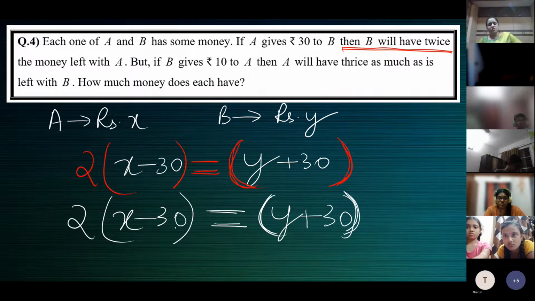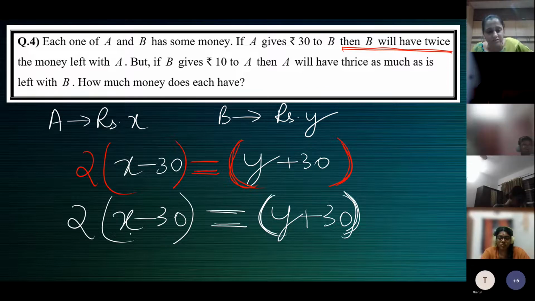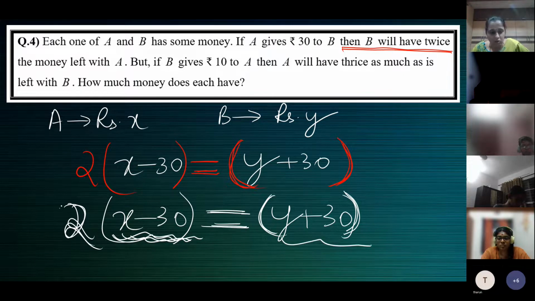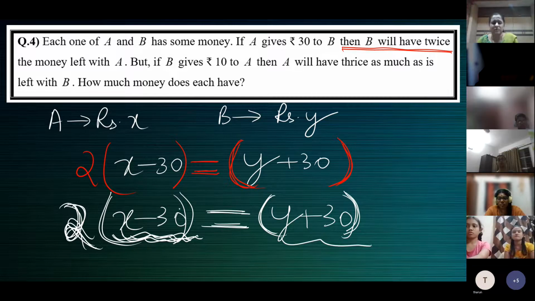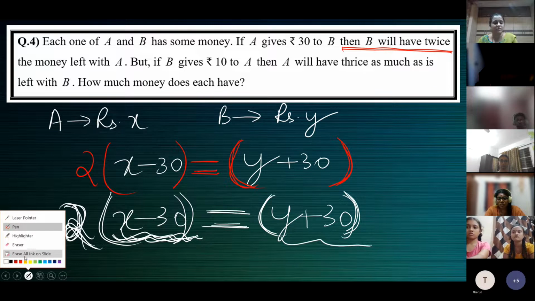Twice means 2 times. So 2 into X minus 30. This is the money left with A. B will have 2 times this money, 2 times whatever is left with A. B will have 2 times the money left with A. This is what is left with A. 2 times that, so 2 into. Then you can open the bracket, have X and Y on one side and construct the equation. So that will be the first equation.